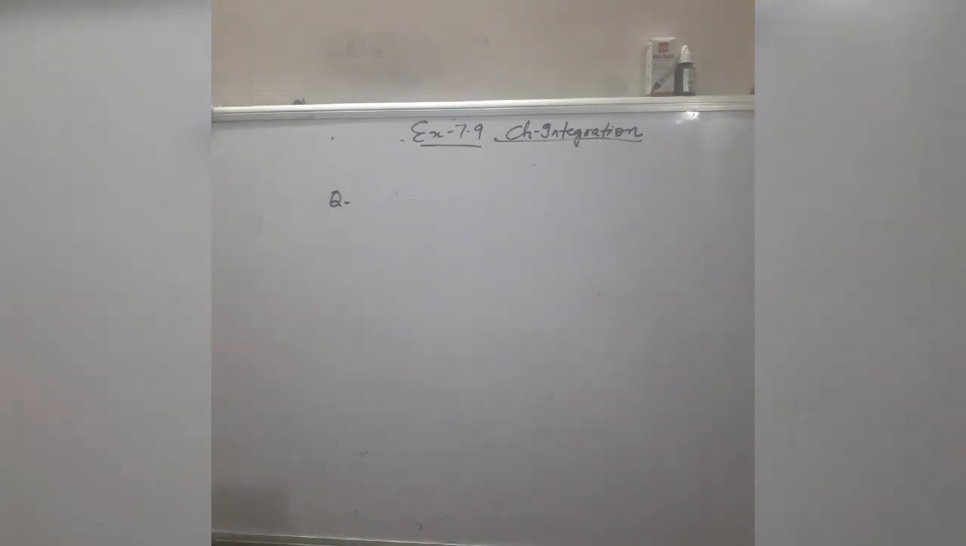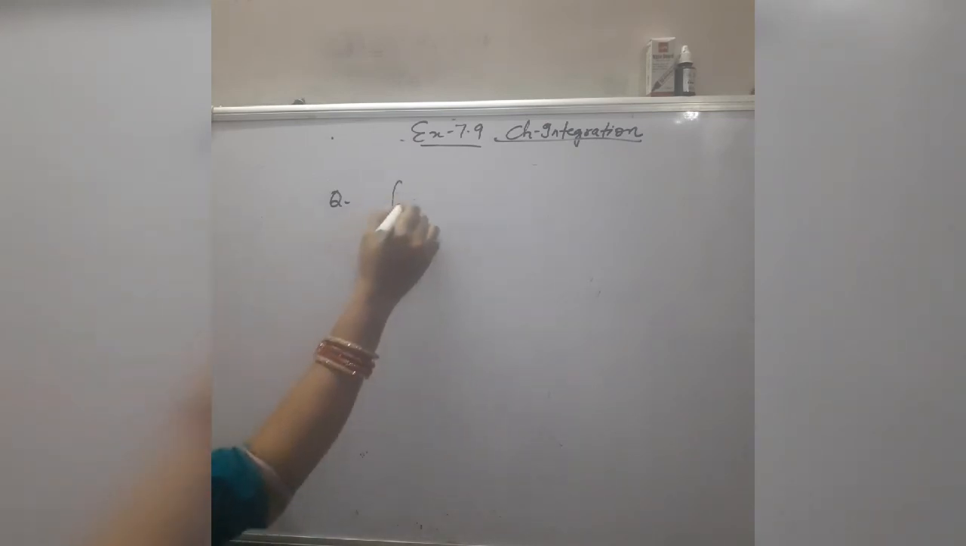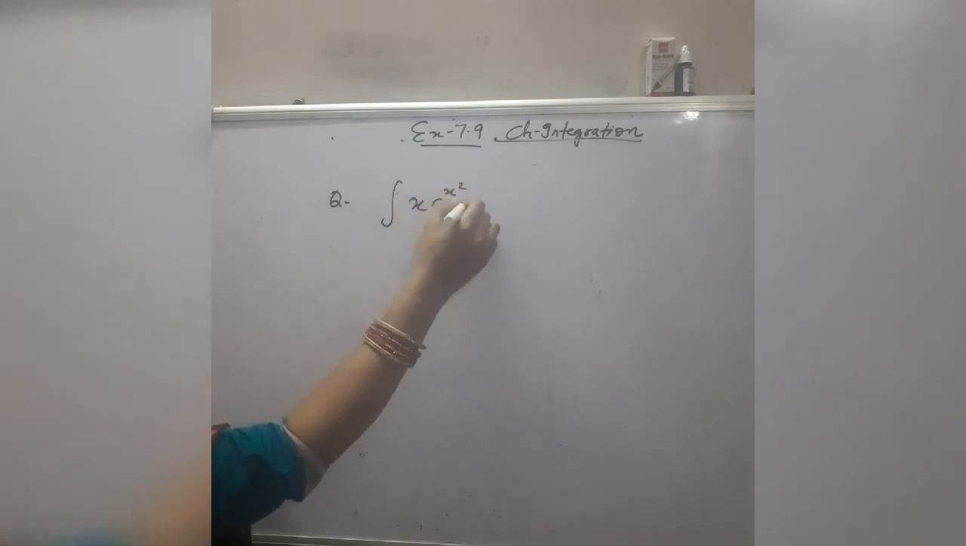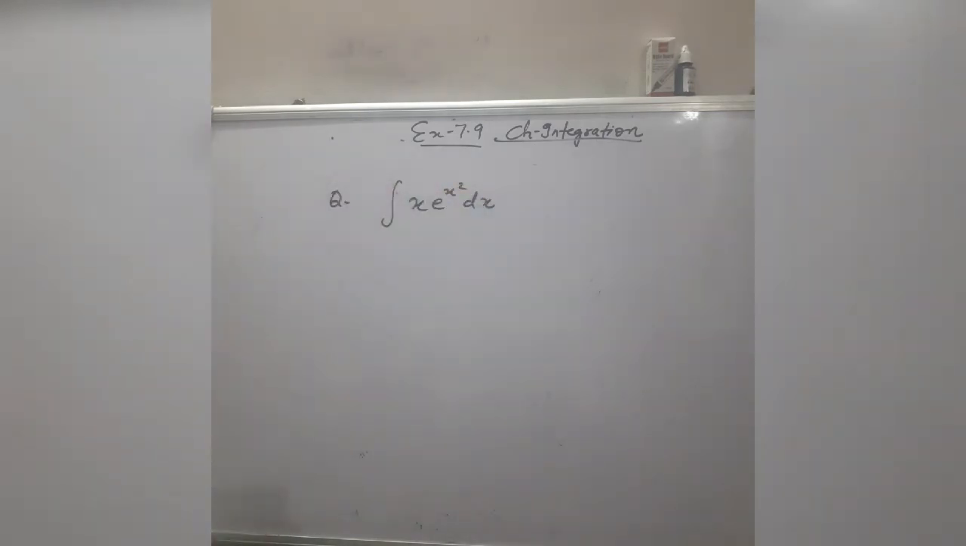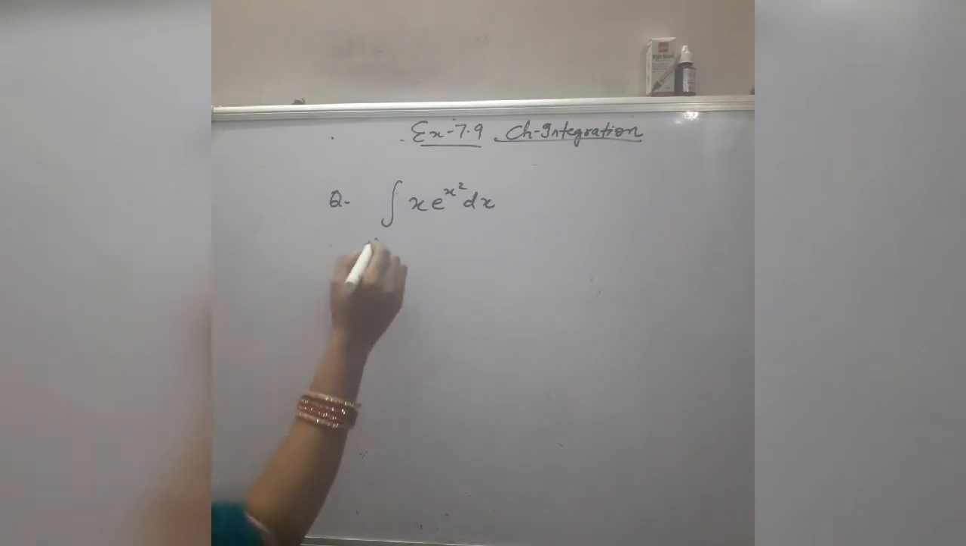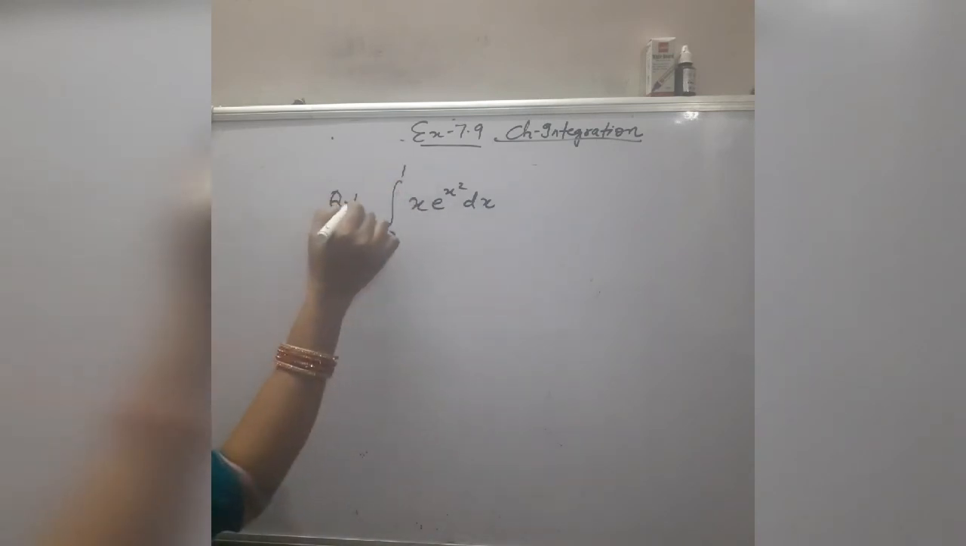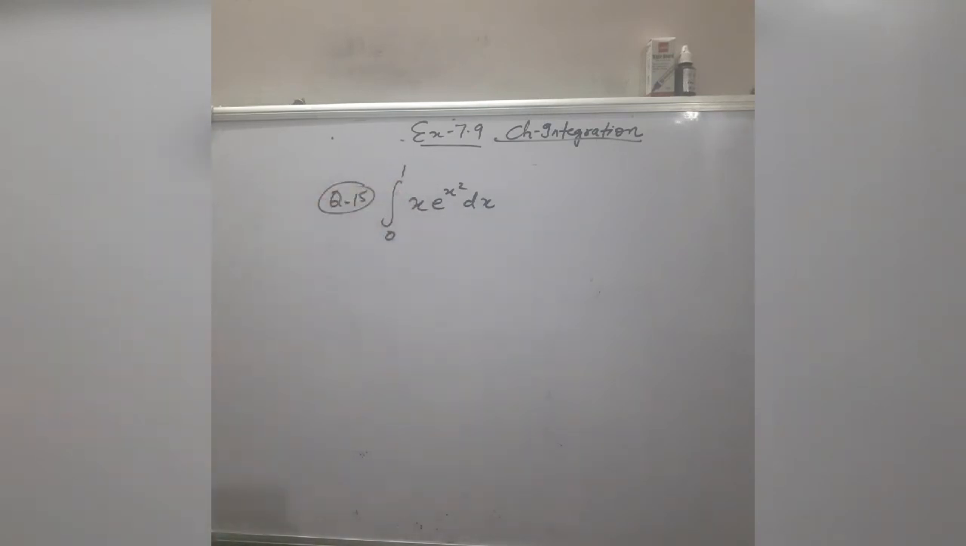In question number 15, the statement is given to you. Find the integration of x into e raised to power x square, with limits 0 and 1. So firstly, this is question number 15. Yes students, how will you find the integration of x into e raised to power x square?